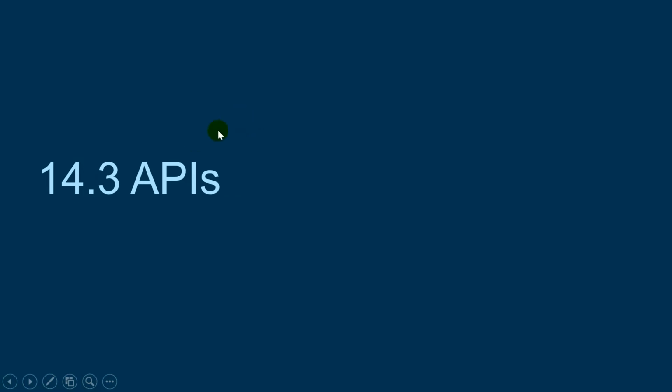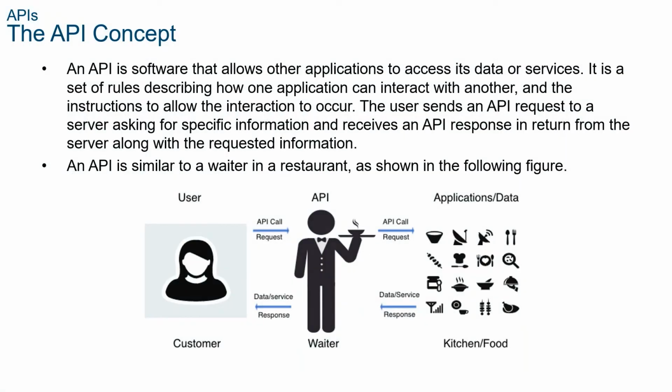Okay, so the next section is the APIs. Maybe you have often heard the word API. So what is this for? Let's talk about the API concept. Data formats shared between smart devices often use an application programming interface, or API. As you will learn in this topic, an API is software that allows other applications to access its data or services. APIs are found almost everywhere.